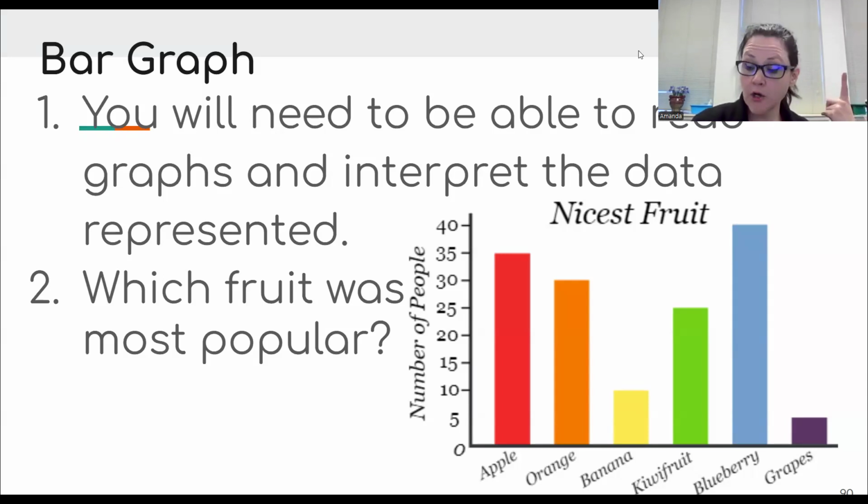We're going to talk about different types of graphs, and we're going to talk about charts in this one. Right now, you're looking at a bar graph. You're going to need to be able to read graphs and interpret the data represented. This is going to be in all 3 sections: it's in math, it's in the reading, and it's in the writing. They're going to ask you different types of questions, but it's going to be in all 3 sections.